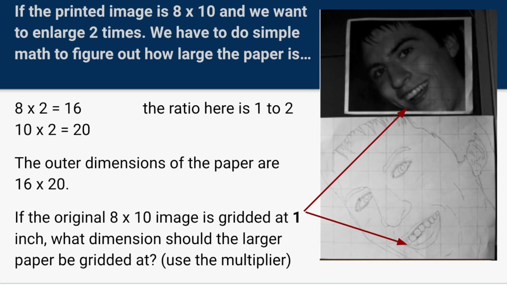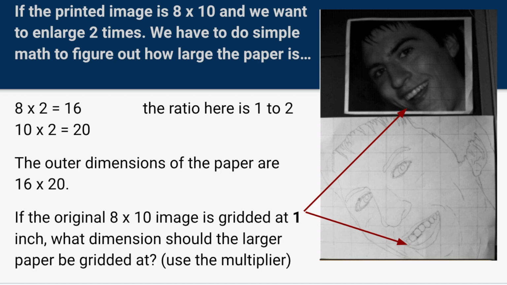We need to talk a little bit about how to keep your photograph proportional to your larger paper. So let's say that your photograph is an 8 by 10. So here on the left-hand side, you can see the person has an 8 and a 10 here, and they multiplied their dimensions by 2 in order to get a 16 by 20. So you can see that the drawing on the bottom is twice the size of the photograph that's on the top.